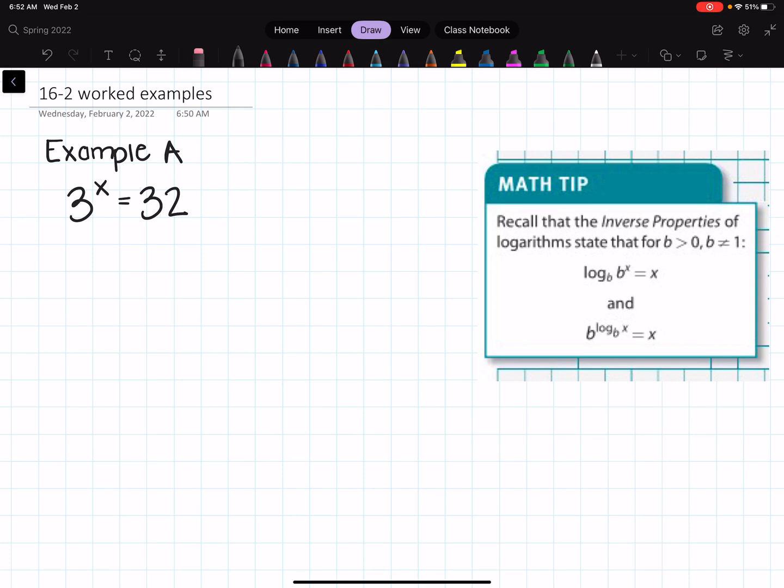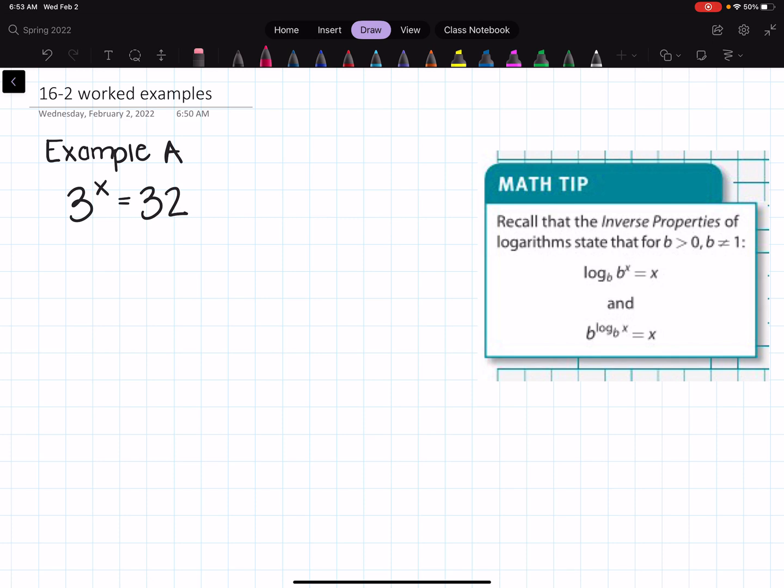So in 16.2, we're going to continue working with solving exponential equations. Now we're going to look at what happens when we can't rewrite our equation with the same base. So yesterday in 16.1, we were given equations similar to the one that we'll work with in example A. And we would try to rewrite our right side of the equation with a base of 3.